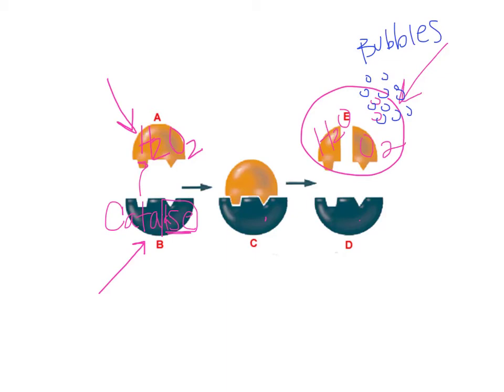Once again, right here on our enzyme is our active site, and that is where our hydrogen peroxide fits directly into that catalase enzyme. Remember, enzymes are like locks and keys. They are very specific as to which substrate they act upon.